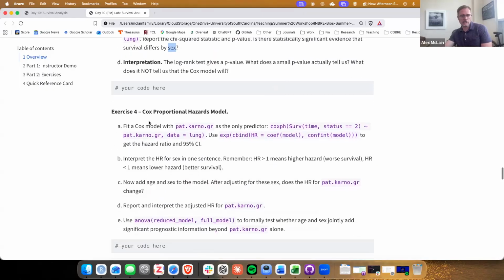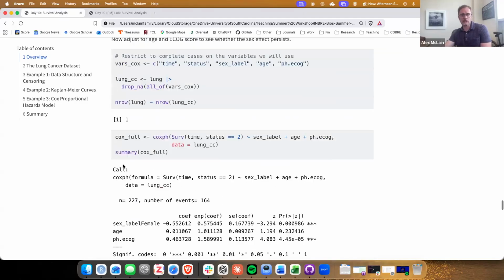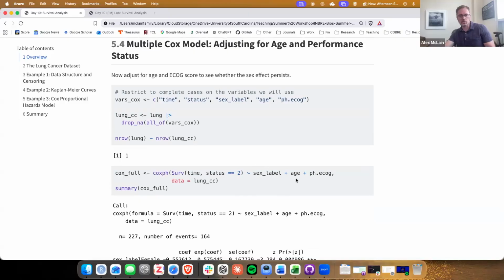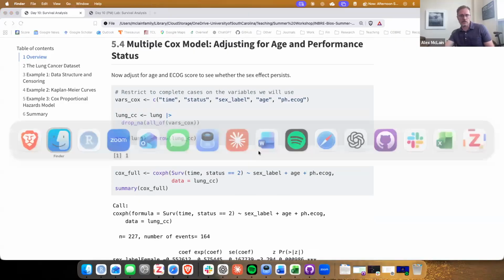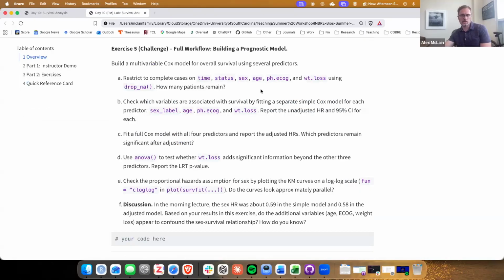We're also not going to do exercise 4, so I'm going to challenge you a little bit here to do exercise 5, which is going to be a full regression model. We did something similar to this in the morning, so it's not a huge stretch. In the morning, we did this model with sex, age, and ph.ecog. Here we'll do something similar. We'll still have sex, age, ph.ecog. We're just going to add weight loss to the model, so adding another variable. We'll do drop NA. We are going to drop some more participants here because weight loss is missing on at least a few subjects in the data set.